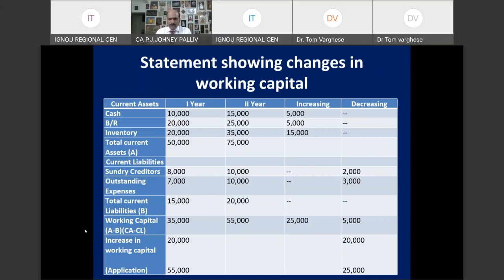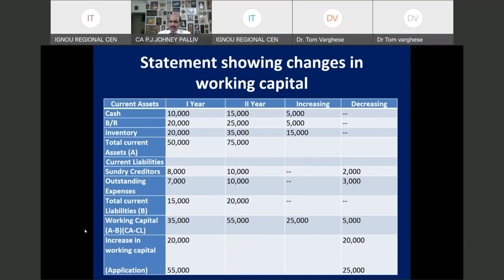The second year also, they have current assets 75,000, current liability 20,000. They can easily liquidate the current liabilities out of current assets. That means your current assets must be 2 times of current liability, which is a standard norm.